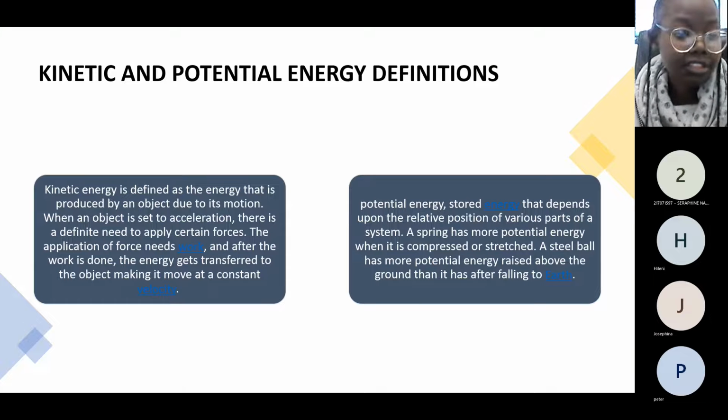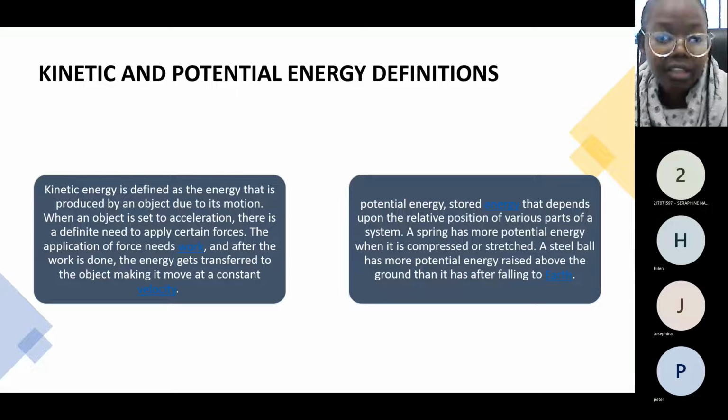The next slide is just a recap of what the video demonstrated. It's a definition of kinetic energy, which is defined as the energy that is produced by an object due to its motion. When an object is set to accelerate, there's a definite need to apply certain forces. And then potential energy is a stored energy that depends upon the relative position of various parts of the system.